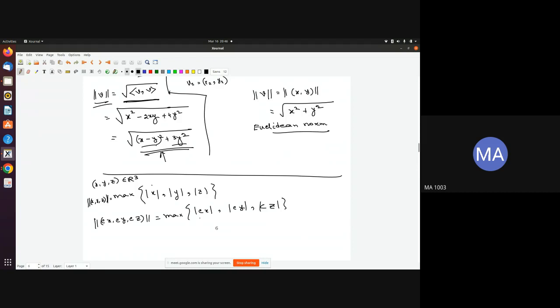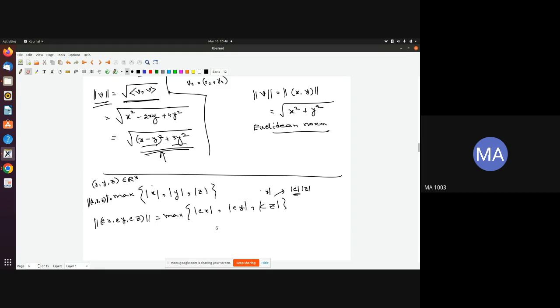Right? And mod AB is basically mod C. So this is basically mod C into mod X, this is mod C into mod Y, this is mod C into mod Z. Right? And then mod C is positive. That's why I can pull it out. Okay.